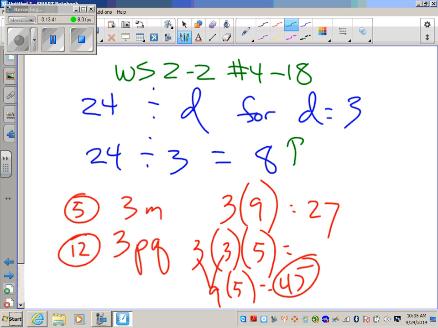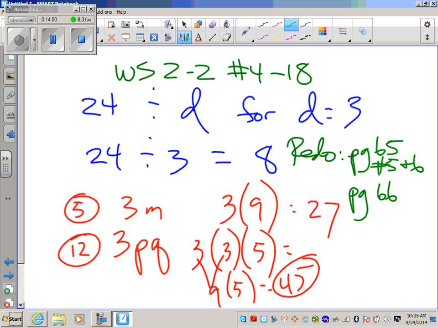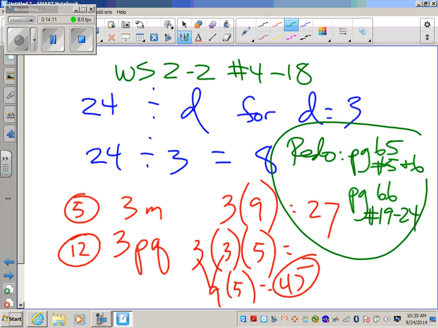And redo. Page 65, numbers 5 and 6. Page 66. Numbers 19 through 24. Okay.